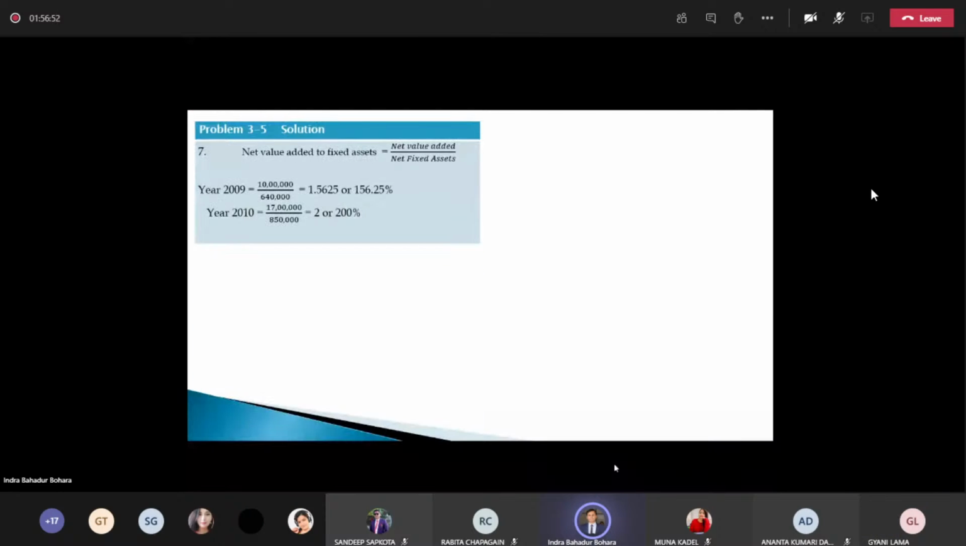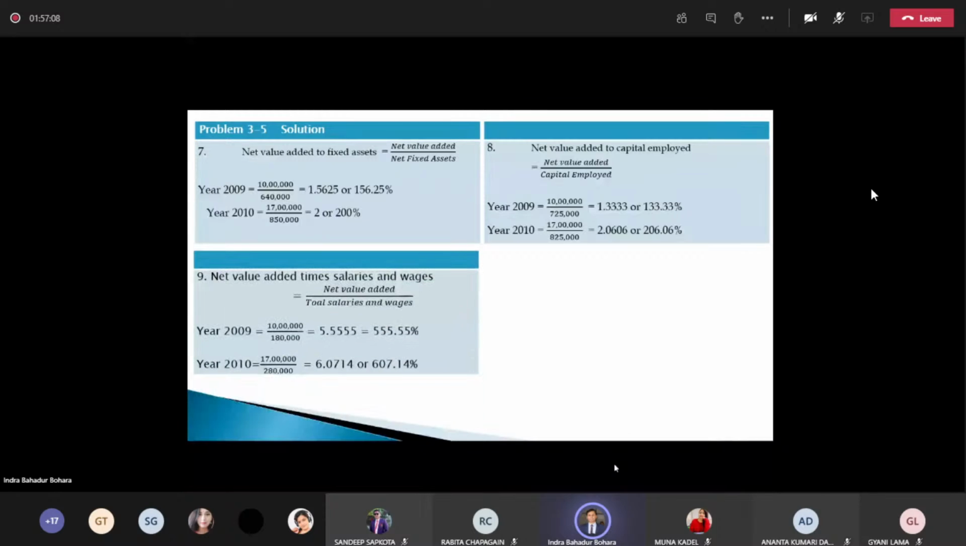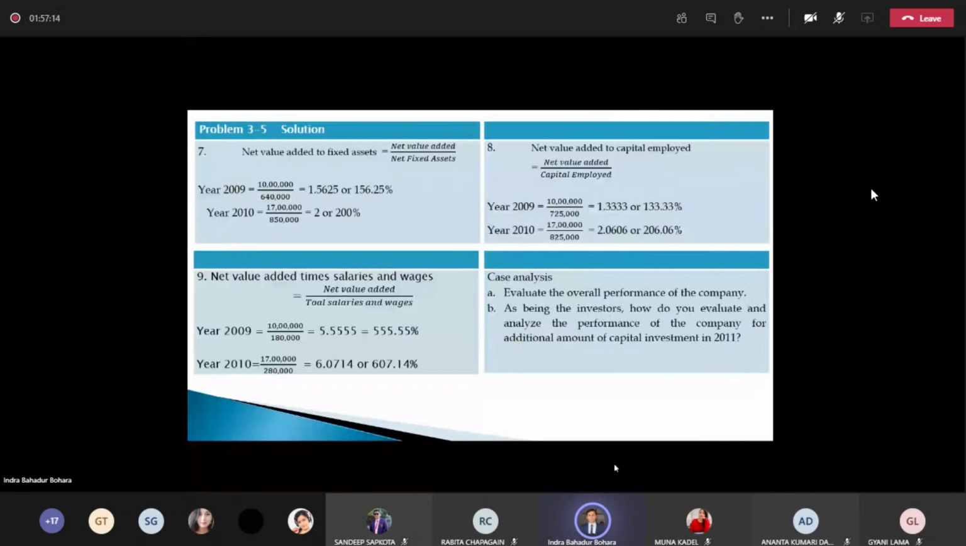From 7 number, net value added to fixed assets, net value first factor in numerator, fixed asset in denominator. 8 number, net value added to capital employed, net value in numerator, capital employed in denominator, and net value added times salary and wages. You calculate this, then it is not given in the question, so I have developed a case, 2 cases here, so we discuss.